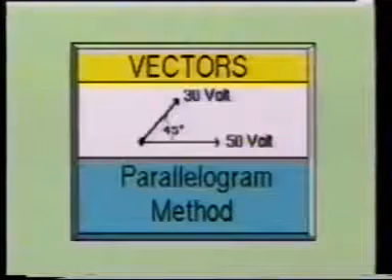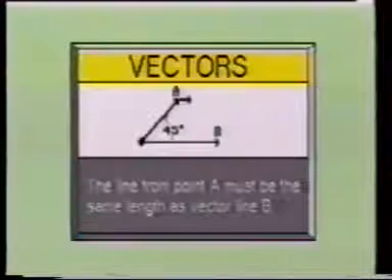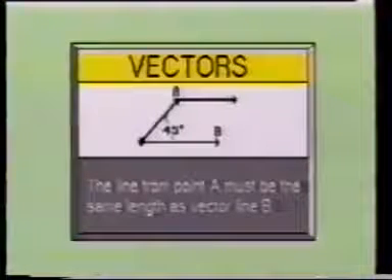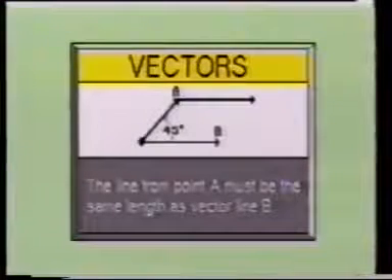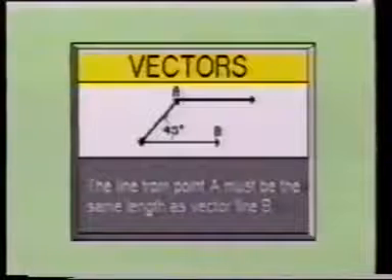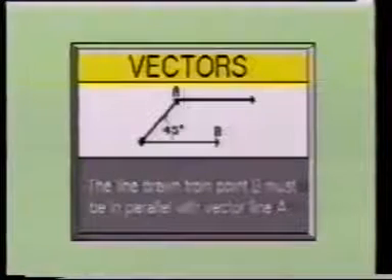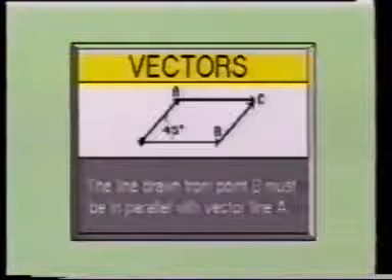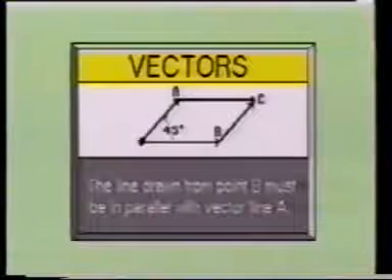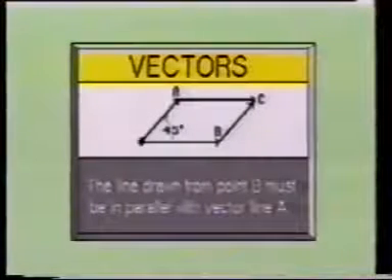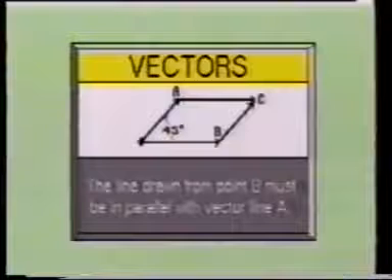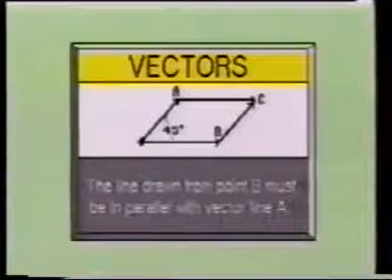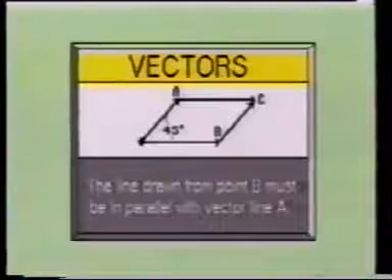To achieve this, first we draw a line from point A and make it parallel with the vector at point B. Next, we draw a line from point B and make it parallel with the vector at point A. Since the 30 volt vector was 45 degrees from the 50 volt vector, then this line must also be at 45 degrees. Where the two lines intersect will be called point C.